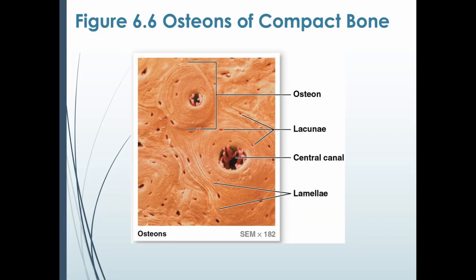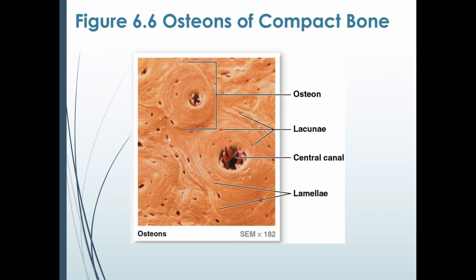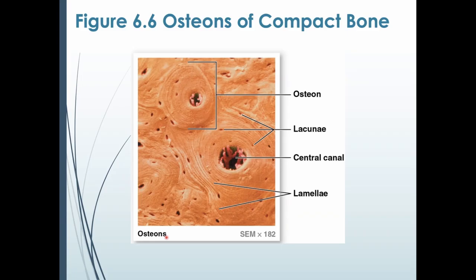Alrighty, so your lamella. Okay, so these rings, each of these concentric rings that make up that osteon, those are your concentric lamellae. The interstitial lamellae, those are the ones that go in between each of those osteons. And then we were talking about the circumferential lamellae. They're going to be at the outer and the inner layers of the bone.